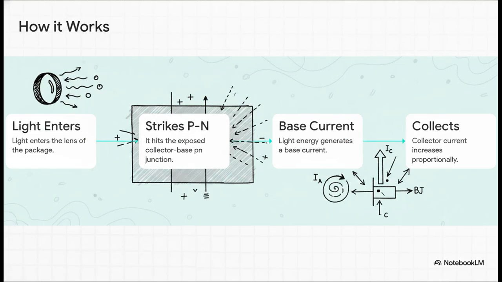Light enters that lens and strikes an exposed collector-base PN junction, which is specifically designed with a huge surface area just to catch those incoming photons. That light energy actually generates a base current. And then, exactly like a standard BJT, that light-generated base current gets multiplied by the transistor's DC beta. So the brighter the light you shine on it, the higher the collector current goes.